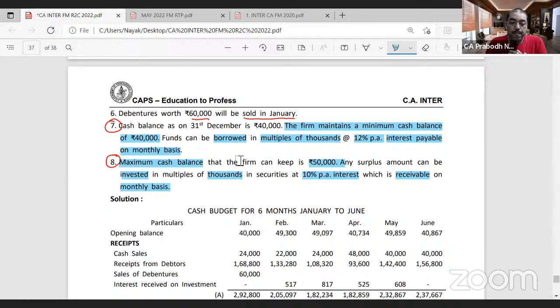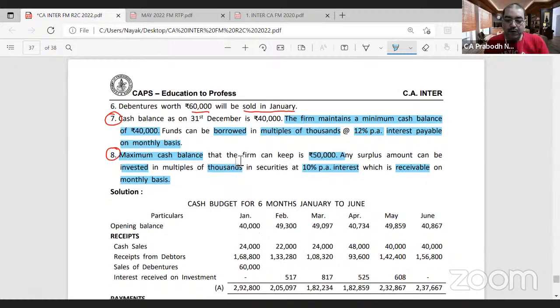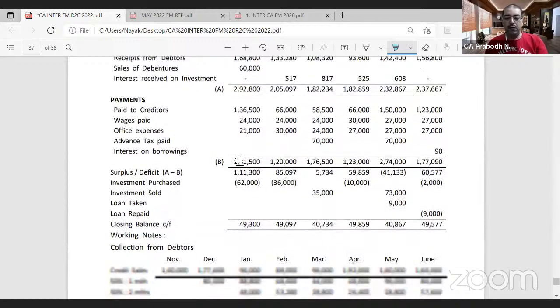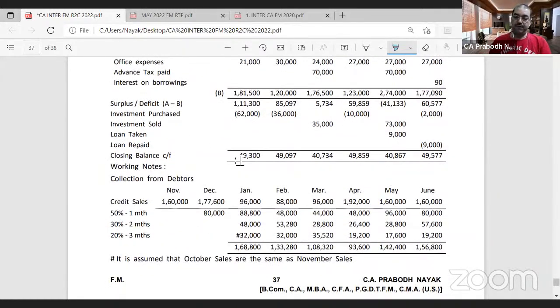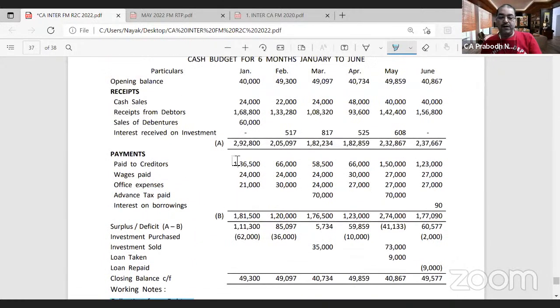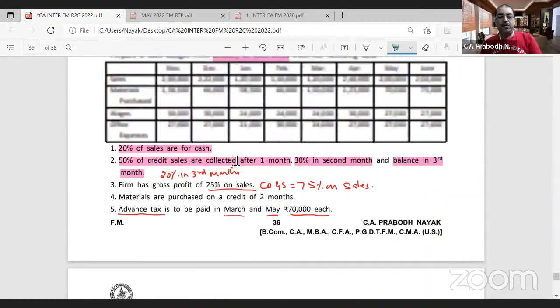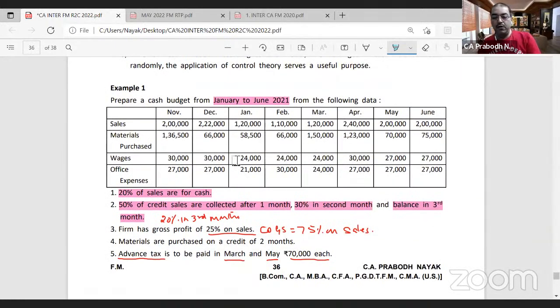Okay, so now we start with the receipt part. But before I start with the receipts, I will prepare a small working note to calculate the amount of collection from debtors. So collection from debtors, this is a very important calculation. What do I do? I go to the sales given to me in the problem: 2 lakhs, 2 lakh 22, 1 lakh 20, and so on. And at the same time, I'm also given that 20% of the sales are for cash.